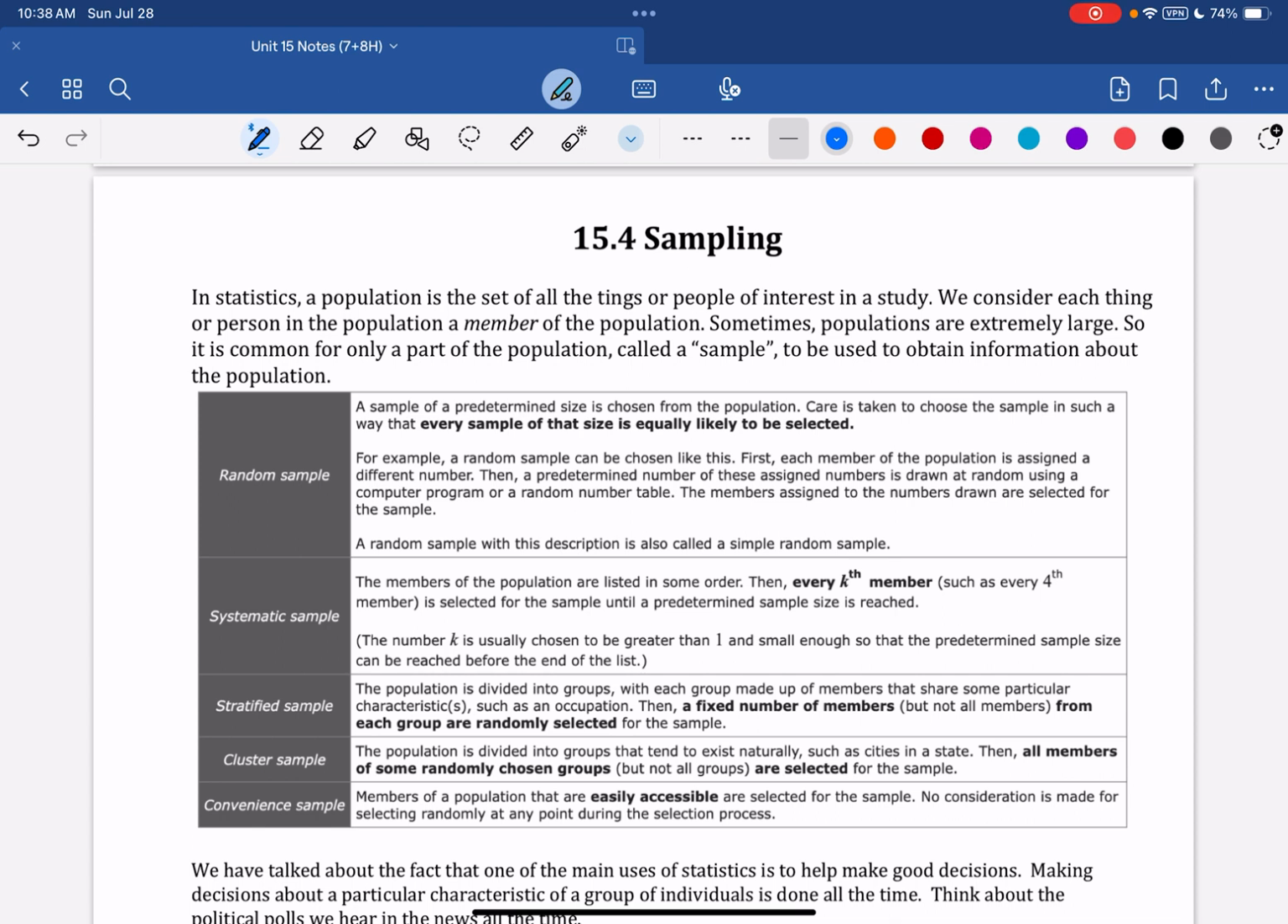So, in statistics, a population is a set of all the things or people of interest in a study. We consider each thing or person in the population a member of the population. Sometimes populations are extremely large, so it is common for only part of the population, called a sample, to be obtained to obtain information about the population.